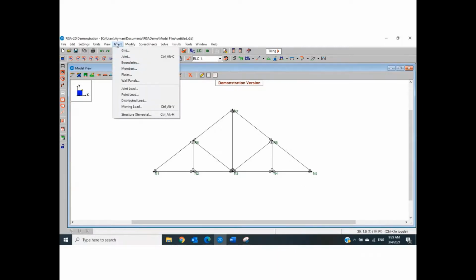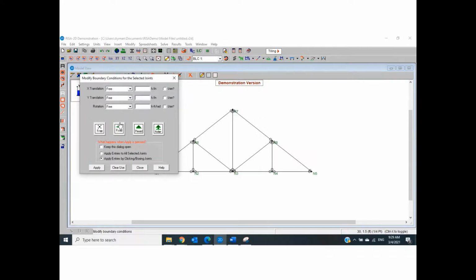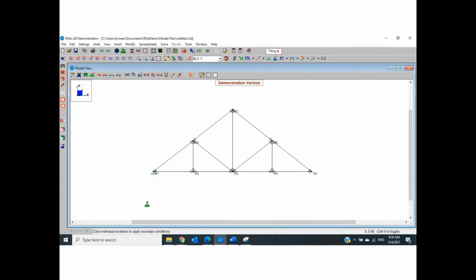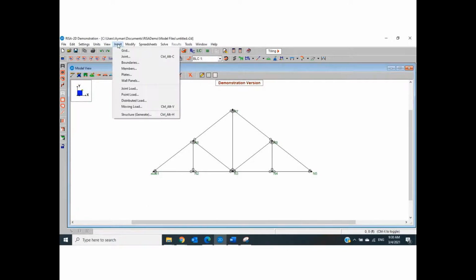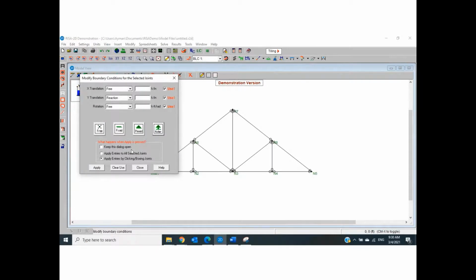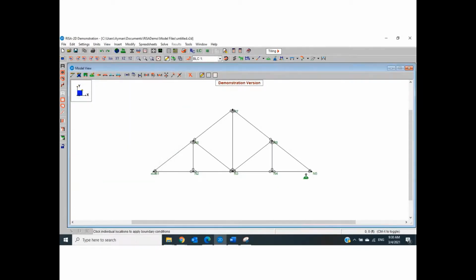So insert, boundaries, we have pin, apply at this node. Insert, boundaries, we have roller, apply at this node.